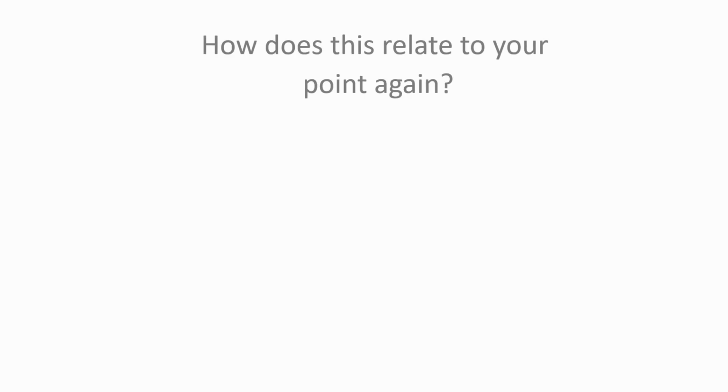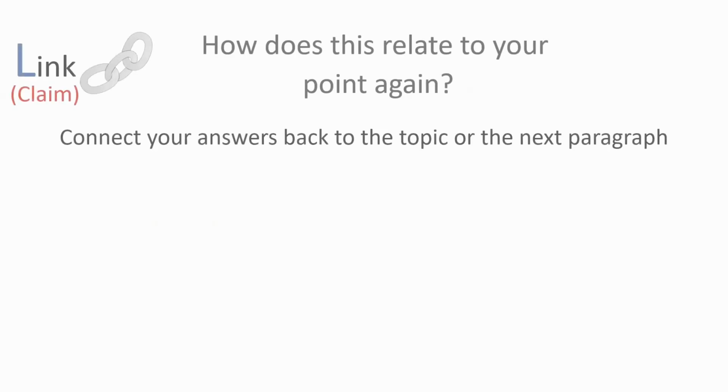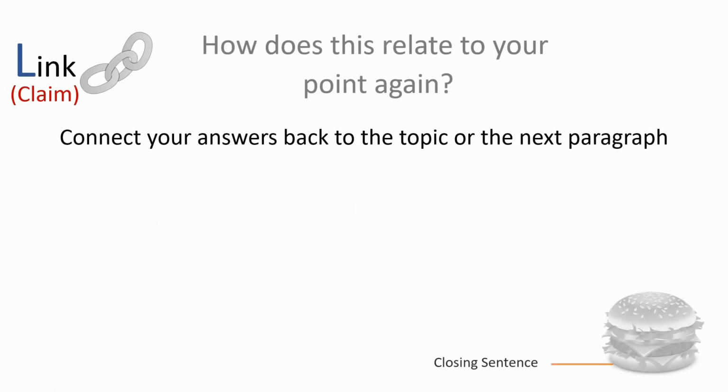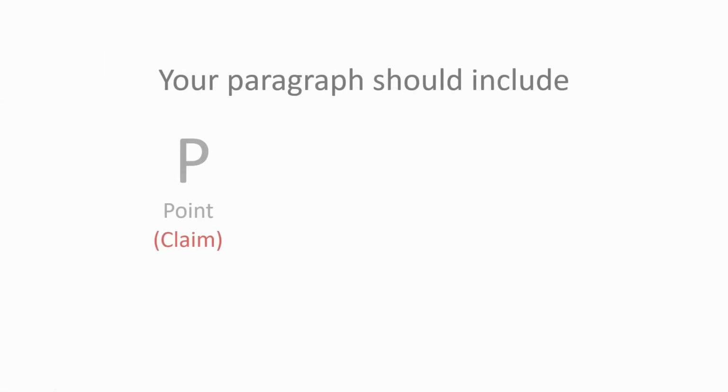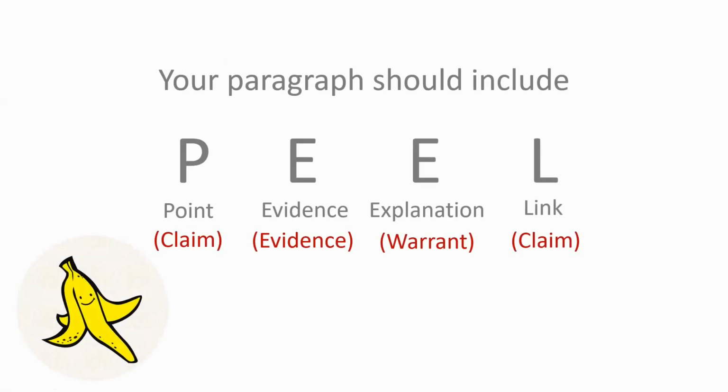At this point, your audience has read quite a number of things. They may now ask you, "Okay, so how does this relate to your point again?" To this you respond by using a linking word or phrase to summarize your point. If we think about our paragraph structure, this would be considered our closing sentence. For example, as a result, fairy tales influence a child's sense of identity. In summary, make your point, back it up, explain yourself, and make sure that whatever you write links back to your point or topic.